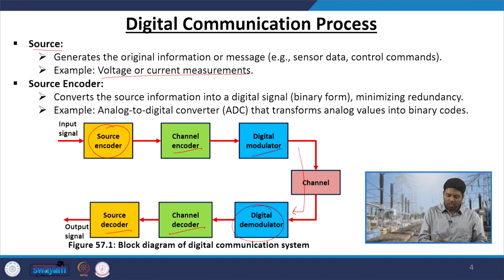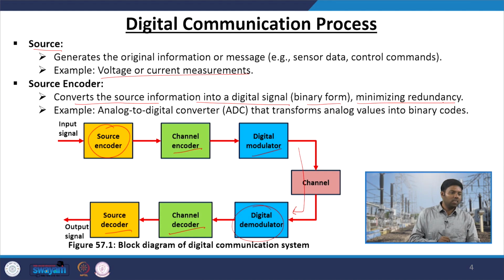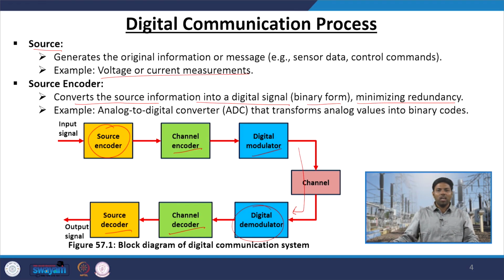The purpose of the source encoder is to digitize this, or make it a digital signal in binary form, minimizing the redundancy. That means whatever data you have, you convert it to a binary 0101 combination, depending upon the source encoder you are using. So, that normally uses an analog to digital converter.